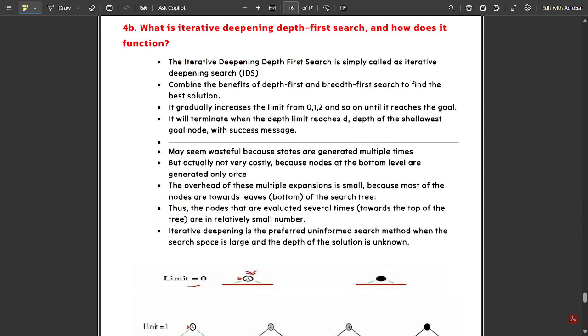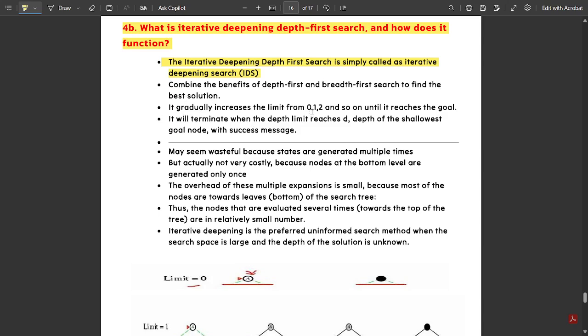Next we have one more kind of search. What is iterative deepening depth first search and how does it function? So what is this iterative deepening depth first search? Again, this is very easy. The iterative deepening depth first search is simply called iterative deepening search, that is IDS. It combines the benefits of depth first and breadth first search to find the best solution. Okay, this comes under iterative deepening search.